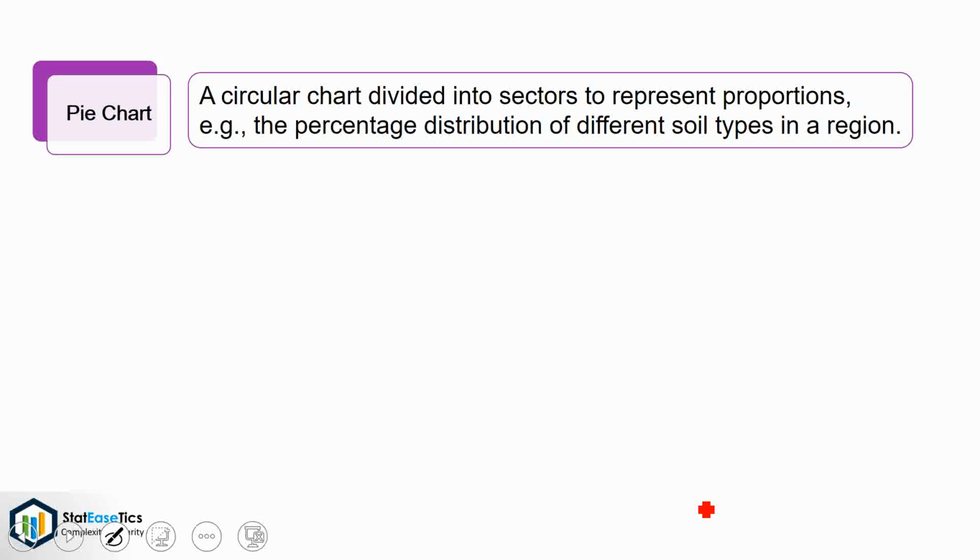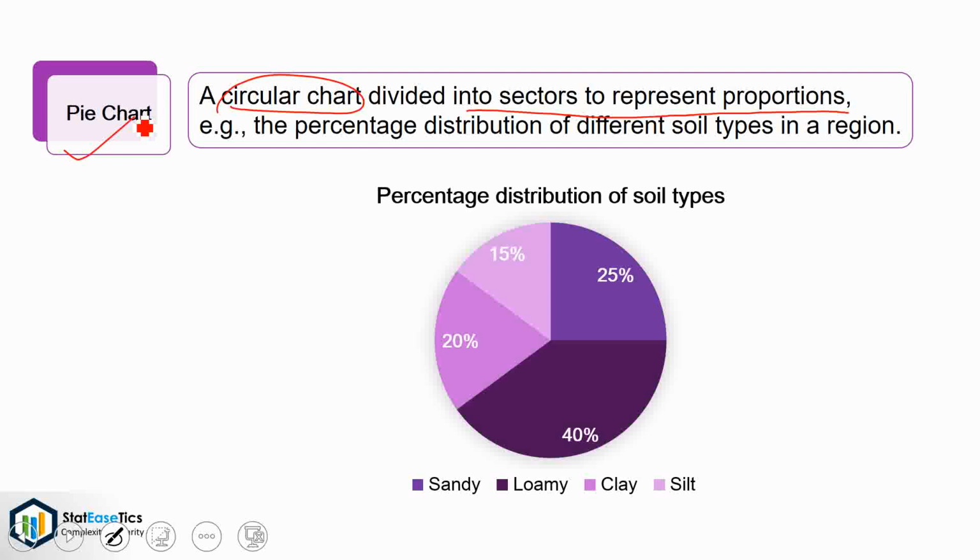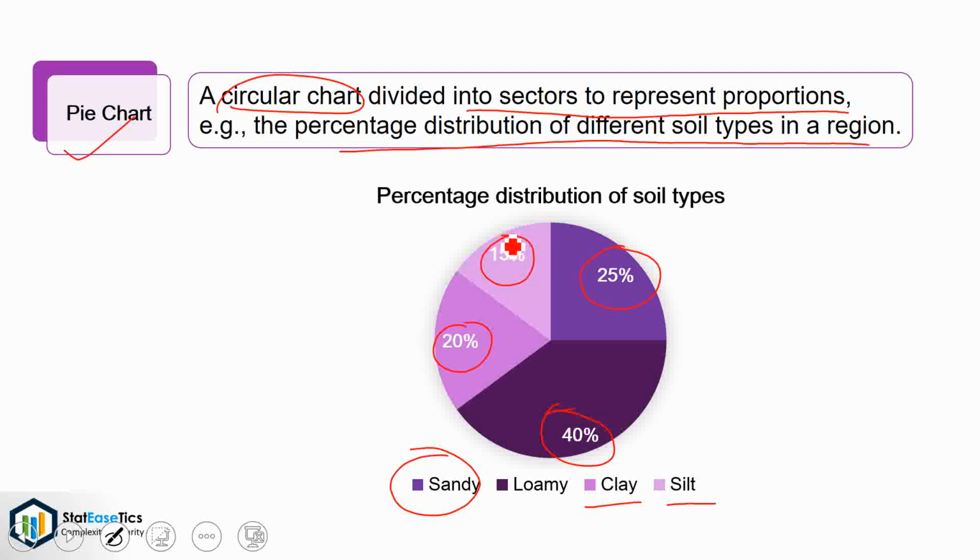A circular chart divided into sectors to represent proportions is called a pie chart. Example, the percentage distribution of different soil types in a region. Here, sandy soil constitutes 25% of the area, loamy soil constitutes 40% of the area, clay and silt soil constitutes 20 and 15% of the area respectively.